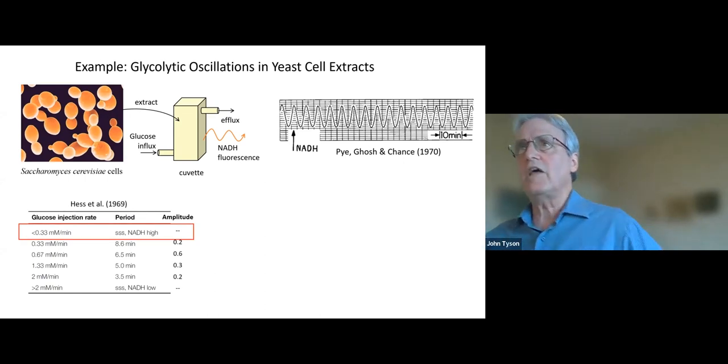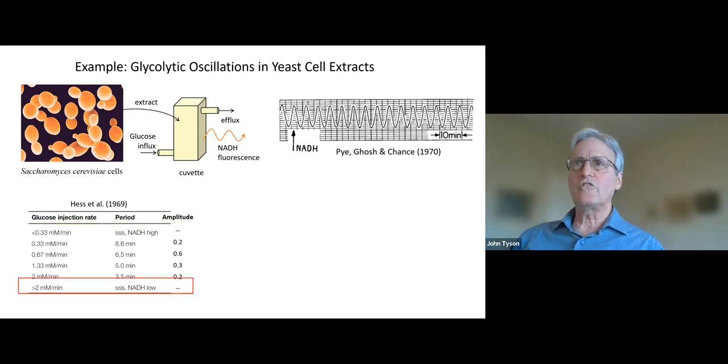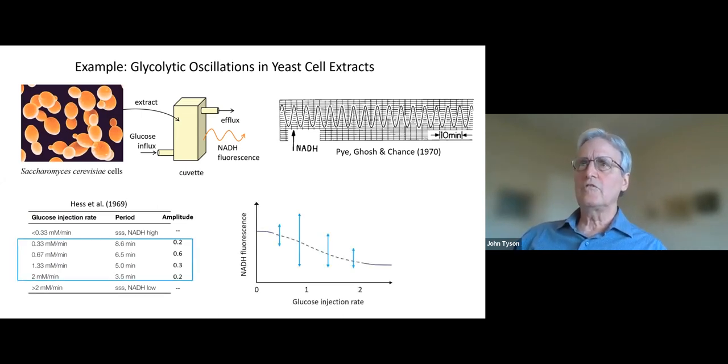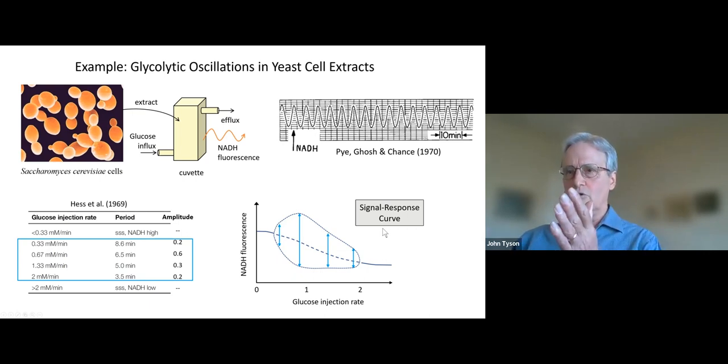These oscillations were studied in great detail, and people found out that when the glucose injection rate is small, there's a stable steady state with high NADH. When the glucose injection rate is large, there's a stable steady state with low NADH. And it's only for these intermediate glucose injection rates that you see the oscillations. And the oscillations are characterized by the fact that when they first appear, they're small amplitude, and they have a period of about 8.5 minutes. As the glucose injection rate increases, the amplitude of the oscillations increases and then decreases back to zero, and the oscillations die with a period of about 3.5 minutes. So this is an example of what you might call a signal response curve for an oscillatory system. It shows you the values of the parameters where you see the oscillations.